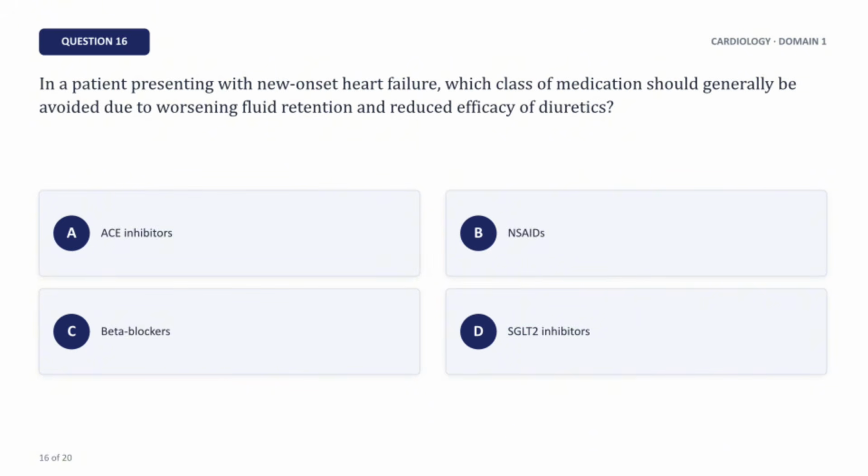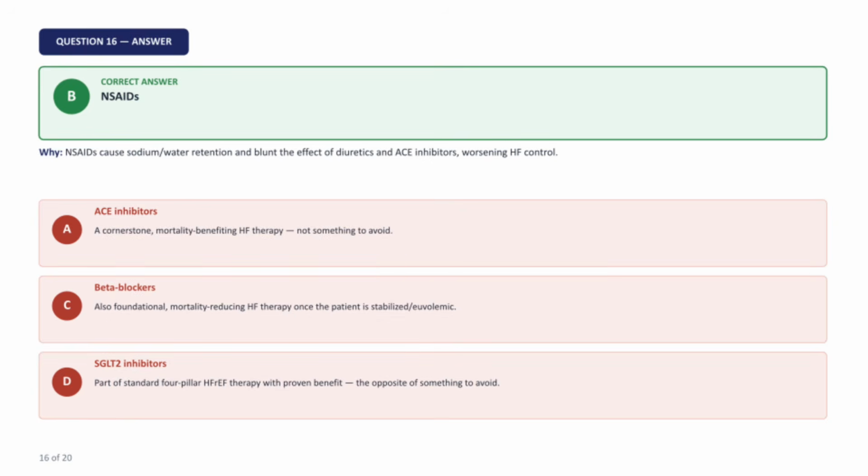Option A, ACE inhibitors. Option B, NSAIDs. Option C, beta blockers. Option D, SGLT2 inhibitors. The correct answer is option B, NSAIDs. NSAIDs cause sodium or water retention and blunt the effect of diuretics and ACE inhibitors, worsening heart failure control.